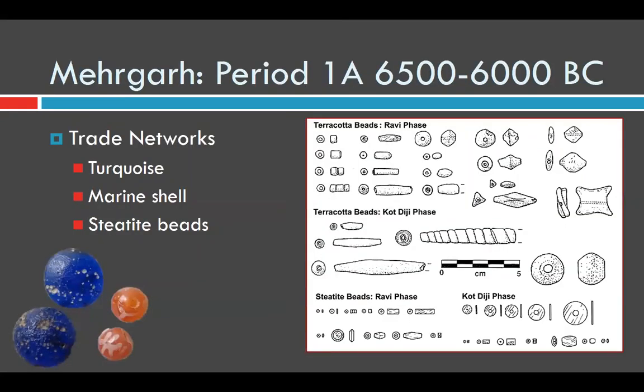In Mehrgarh, period 1A, as early as 6500 BC, we already see trade networks developing. They're trading turquoise, marine shells, steatite beads, these blue beads here, a lapis lazuli, a beautiful semi-precious stone you may have heard of. From the later Ravi phase here, you can see different kinds of beads, steatite beads in particular, and terracotta beads from the Kechi Beg phase. So different types of beads from different periods of time.